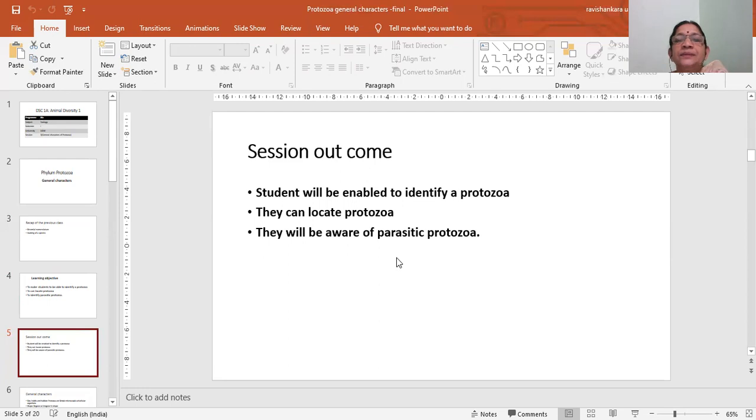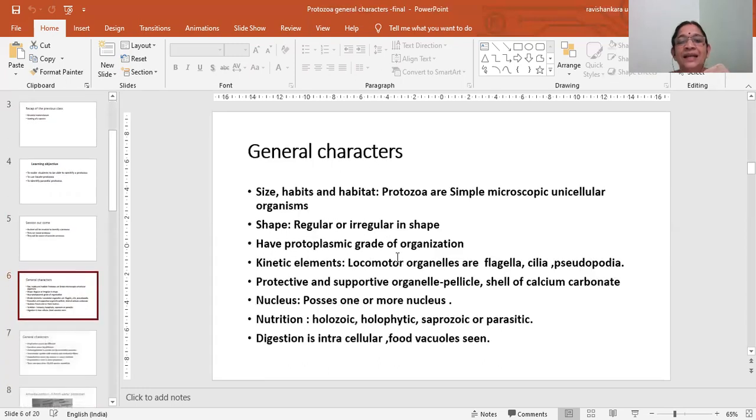The study of general characteristics is very important because, to assign an individual organism, you need to check whether it obeys all the characteristic features of that particular group or phylum. There is a method or a system for listing the general characteristics.